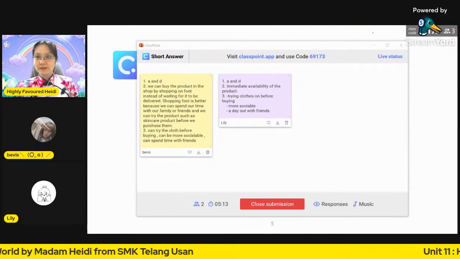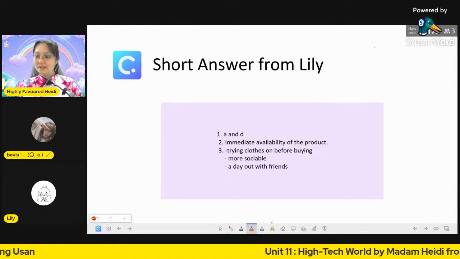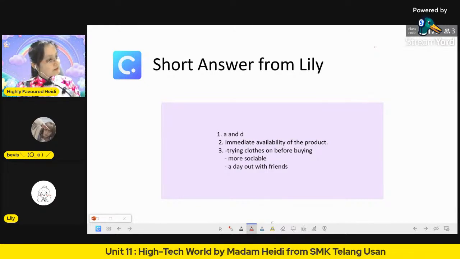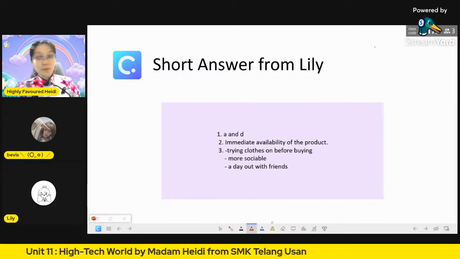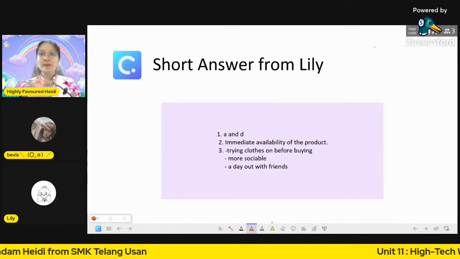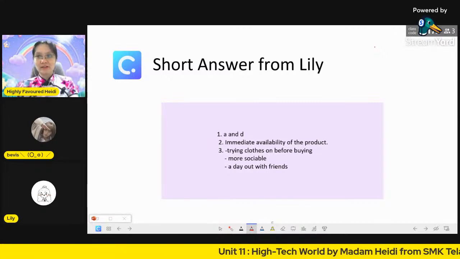Let's look at Lily's. Lily says A and D also. I think very good. Actually, the answer is really A and D. A and D mean, A, I like trying clothes on before buying, and D, I can't touch or feel the clothes in a photo. Both are basically about clothes. So that's why there is similarity.